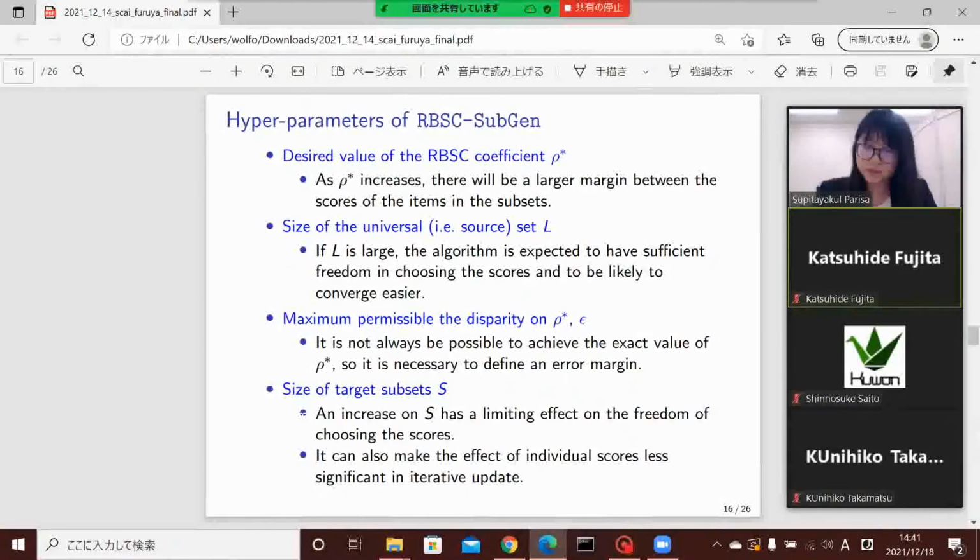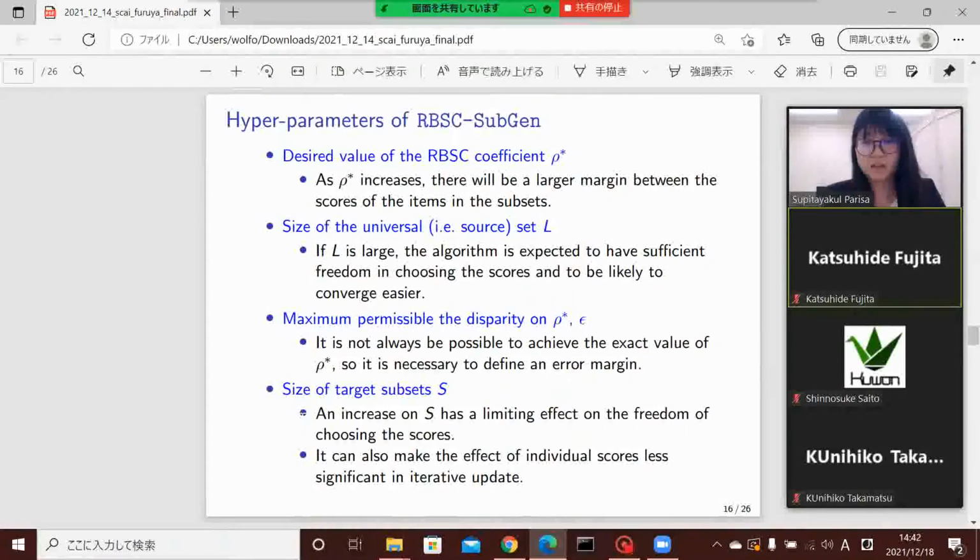So I would like to explain the hyperparameters of RBSC subset. Here we have four hyperparameters. First is the desired value of the RBSC coefficient, which we call rho star. This can be thought of as a margin between the subsets. As rho star is increased, there will be a larger margin between the scores of the items in the subset. The second one is the size of the universal set.